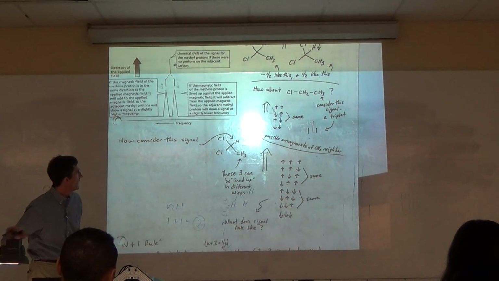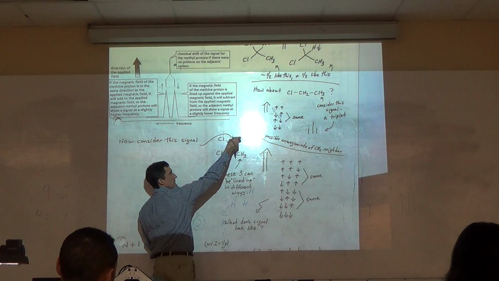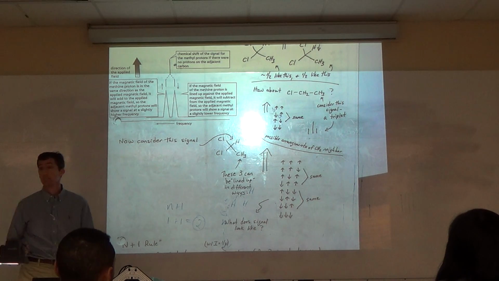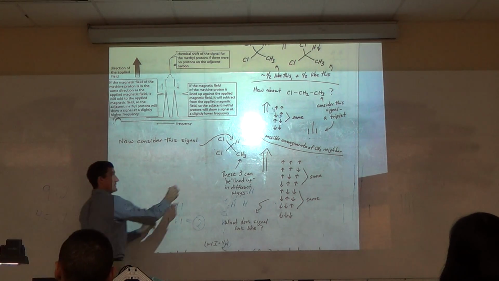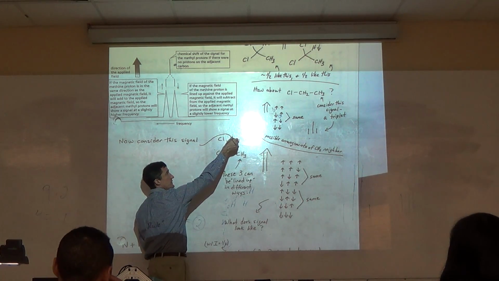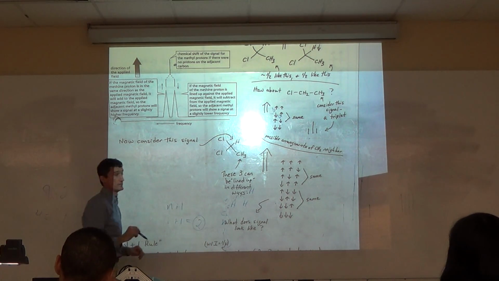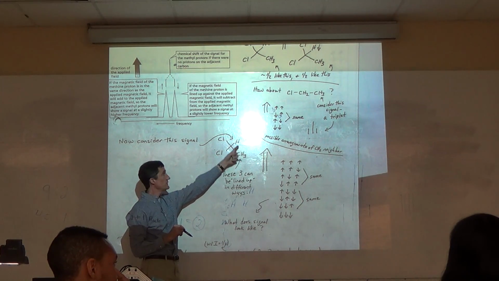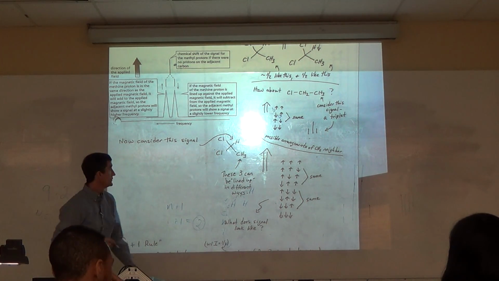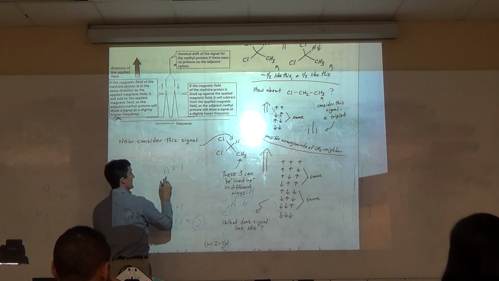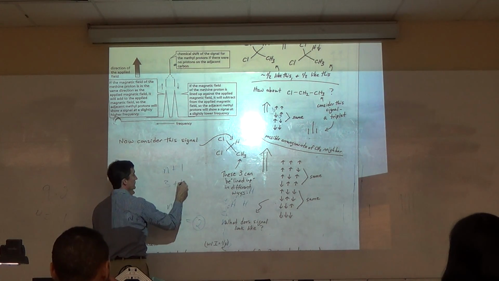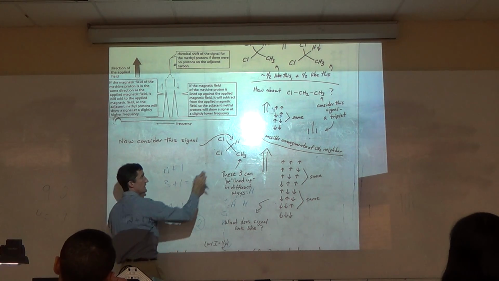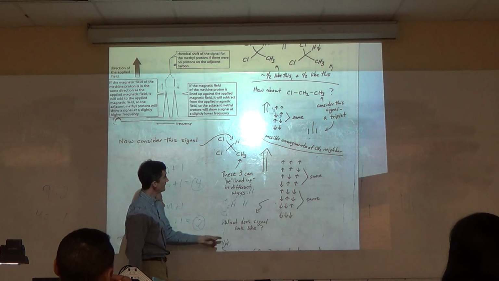Let's do this one. Here, how many neighbors within 3 sigma bonds of this H? We're looking at this signal. How many neighbors are within 3 sigma bonds? Neighboring H's? 3. Each one of these is within 3 sigma bonds of that guy. So N plus 1. How many neighbors? 3. 3 plus 1 equals? Good. So what do we expect for this guy? Quartet. Isn't that what I told you?